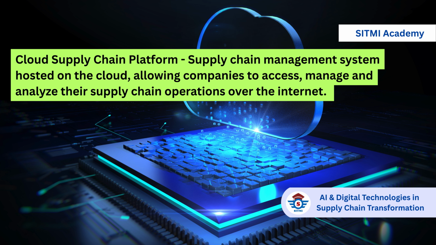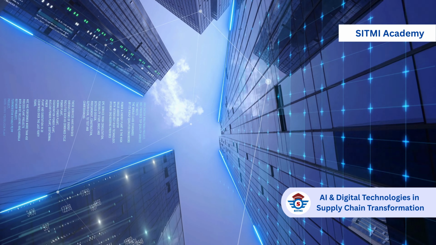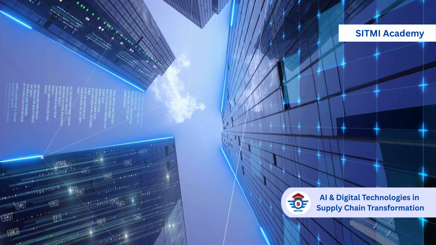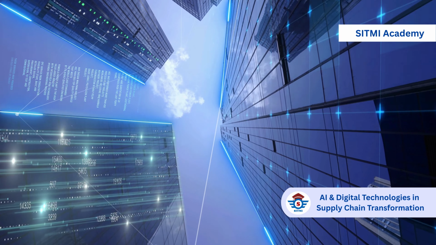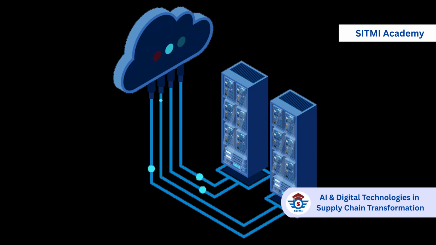So what is a Cloud SCM platform? In simple words, it is a supply chain management system hosted on the cloud, allowing companies to access, manage, and analyze their supply chain operations over the internet. Unlike traditional on-premise systems, Cloud SCM doesn't require heavy IT infrastructure and provides scalability, flexibility, and real-time collaboration. The concept of cloud-based SCM started gaining popularity around the early 2010s as companies sought faster, more collaborative, and cost-effective solutions for global supply chains.